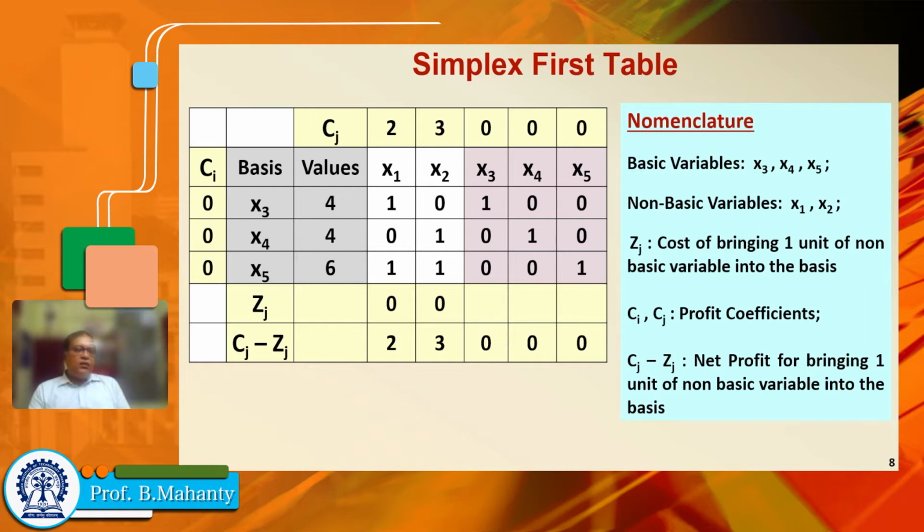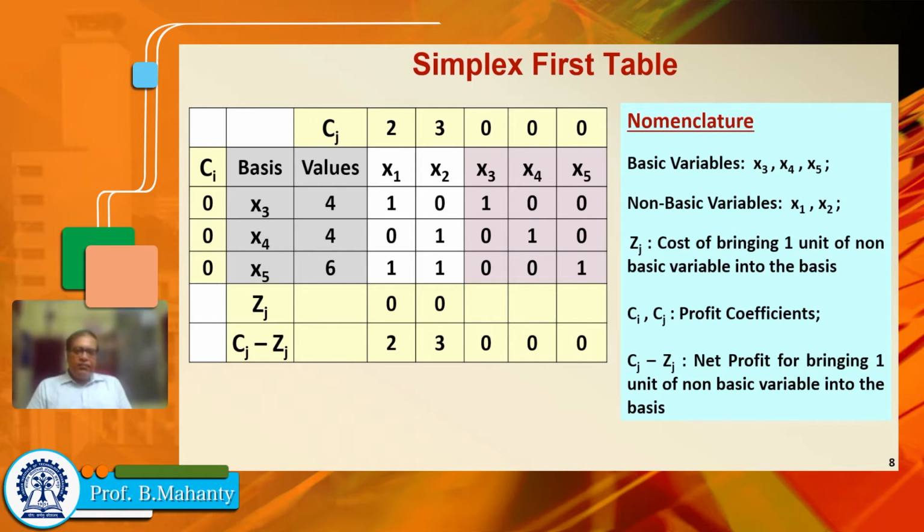But fortunately, there are no profit coefficient values with these resources x3, x4, x5. So that cost is 0, which means the lost profit in this case is 0. And since the Cj value is 2, 2 minus 0 will be 2. So this is how the lost profit and the net profit per unit, or net profit for bringing 1 unit of a non-basic variable into the basis, can actually be computed. This is how we have got the Cj minus Zj values.